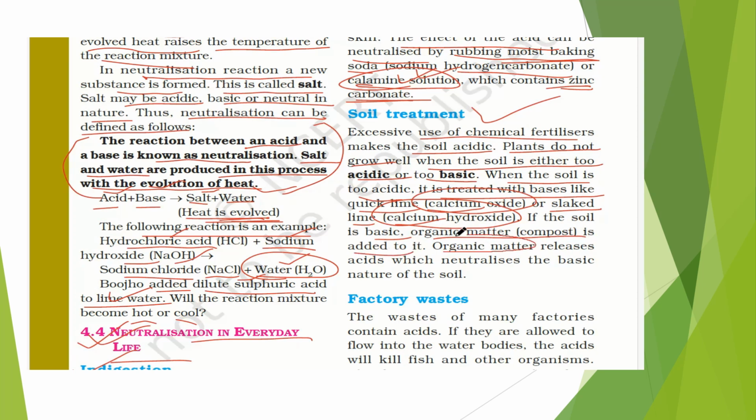Okay, so organic matter releases acids which neutralize the basic nature of the soil. So when it is acidic, you make it basic, and when it is basic, you add organic matter which releases acid which neutralizes the basic nature of the soil, so that the nature of the soil is balanced. So this is also very important.